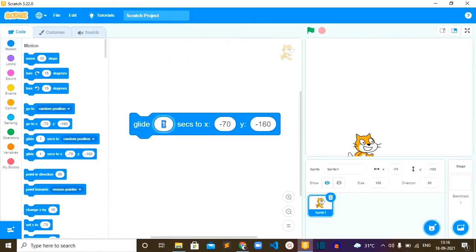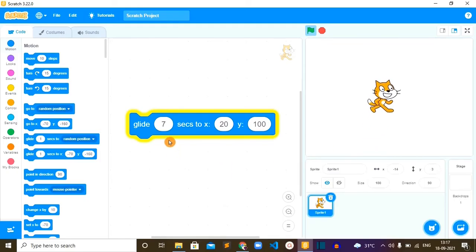For example, I'll put the number of seconds as 7 and let me change the value for x and y. So if we run this block now, the cat is moving very slowly because we have increased the number of seconds.